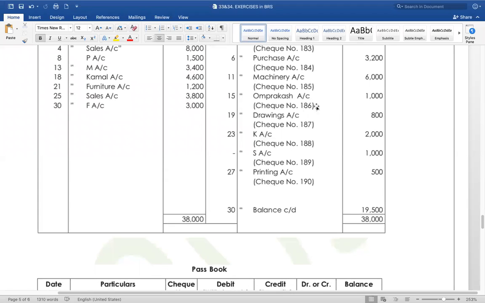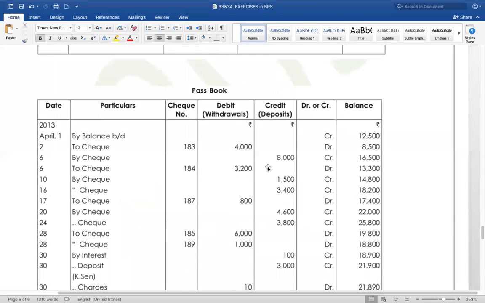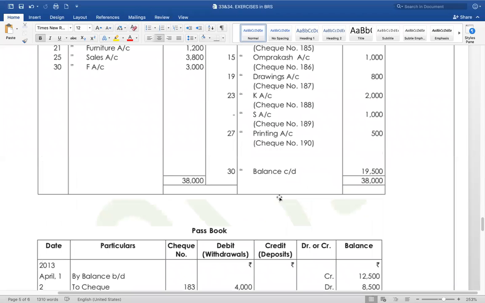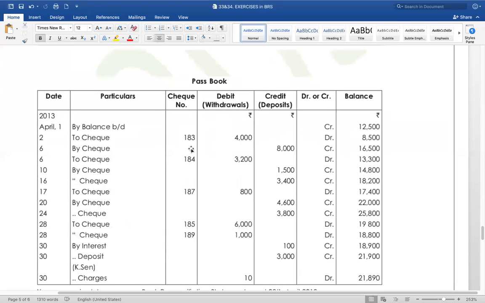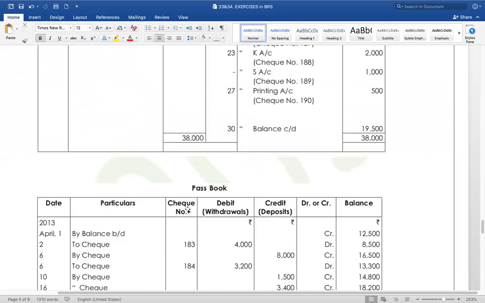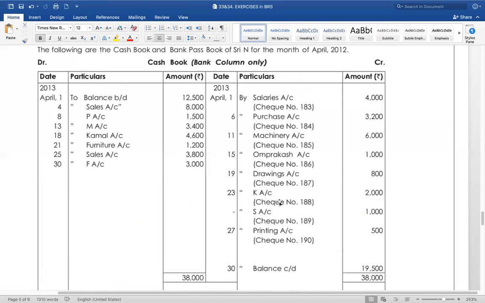Next, 1,000. Check number 186. It's not there. 186 is missing. Check number 186 is missing. 183 is there. 184 is there. Yes, 185 also is there. 186 is missing. Okay. Next, that you have to mark, identify, and set aside.